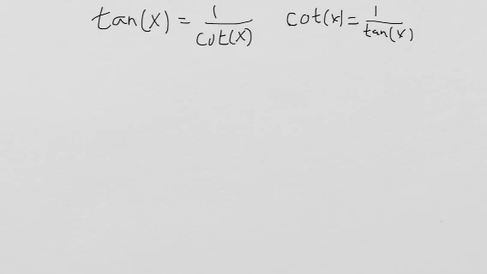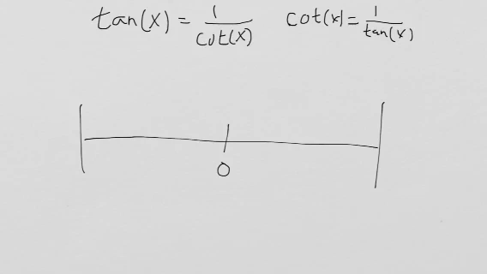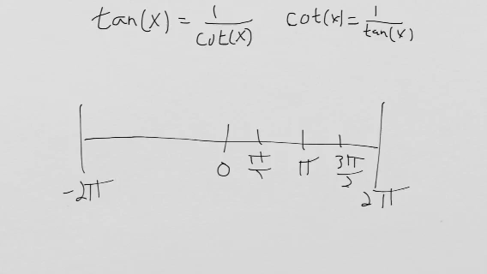Okay, here we go. We already graphed tangent in a previous problem just a couple videos ago, so let's just throw that graph on here and remind ourselves what's going on. Here's 0. Here's pi. 2 pi. Negative 2 pi. 3 pi over 2. Pi over 2. Negative pi. Negative pi over 2. Negative 3 pi over 2.